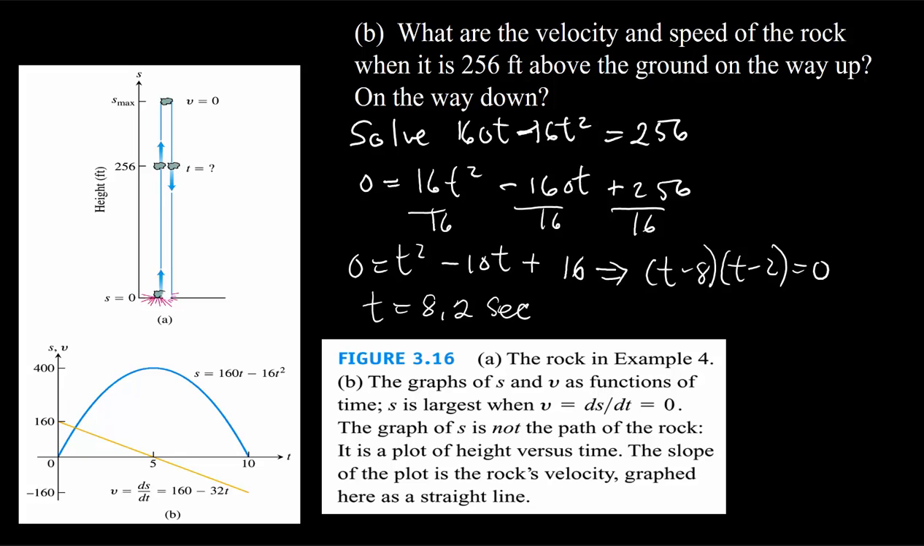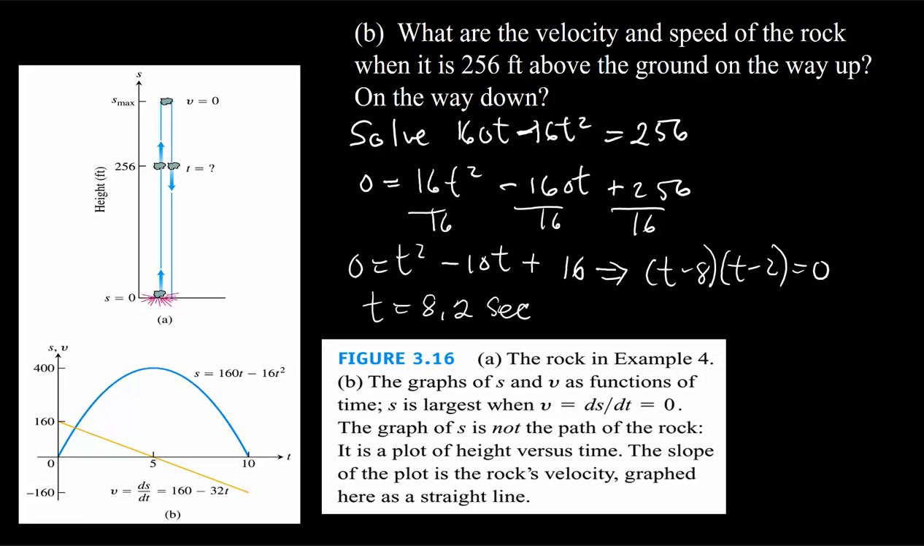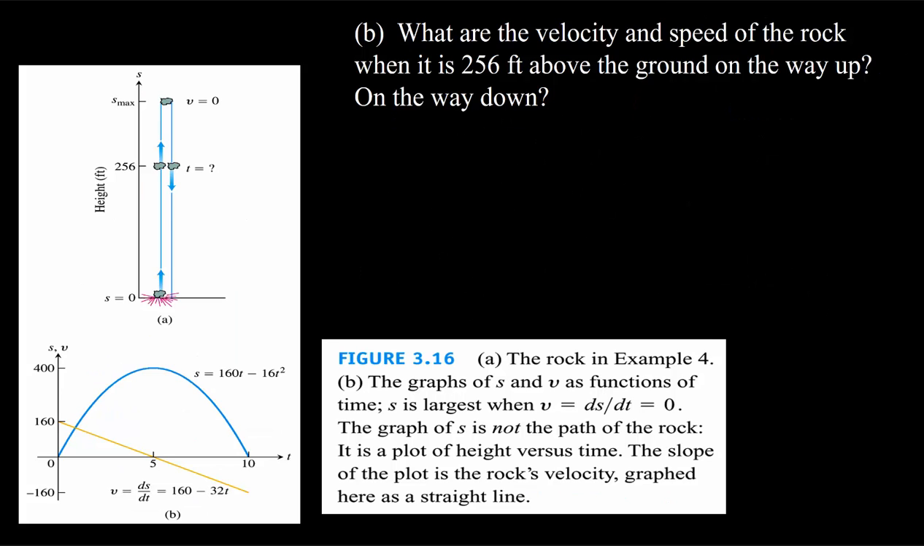Okay, so have we finished the question? No. So far we just found the time when it is 256 above the ground. So the next thing we've got to do is to find the velocity. So how do we do that? Well, let me see. Just remember it's t equal to 2 and t equal to 8.